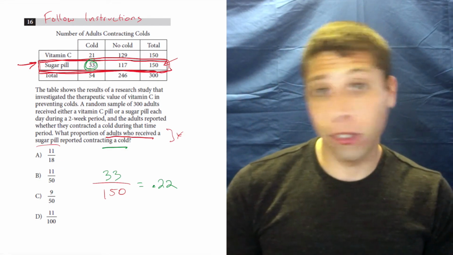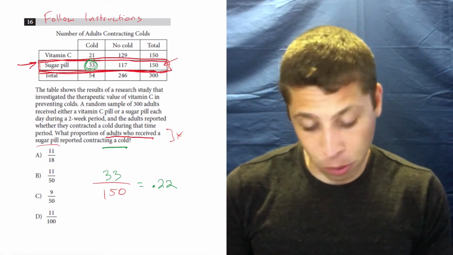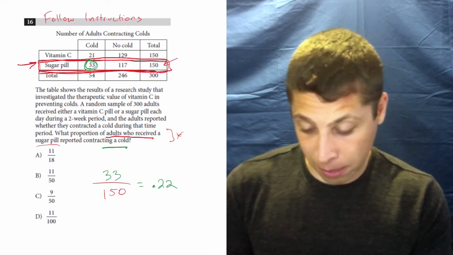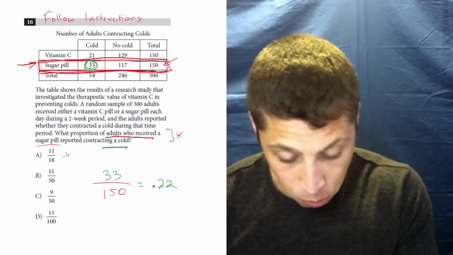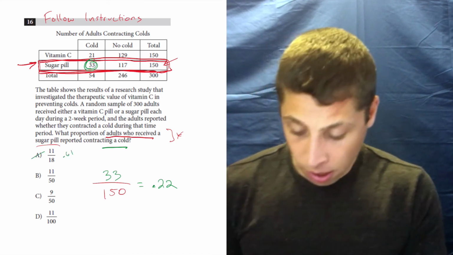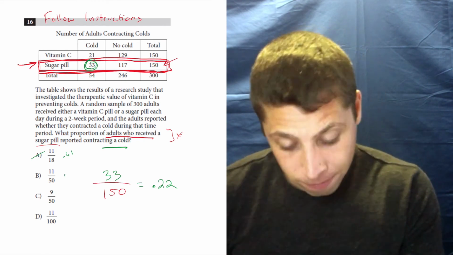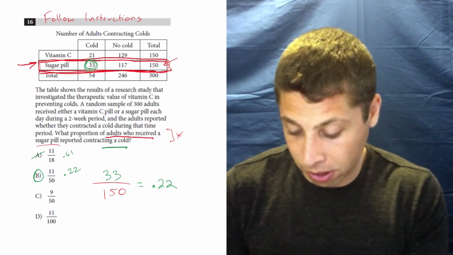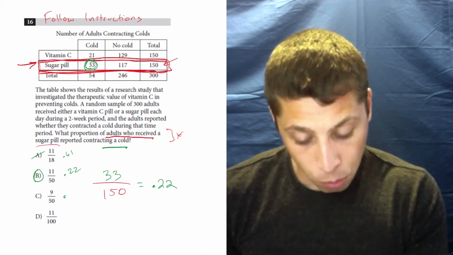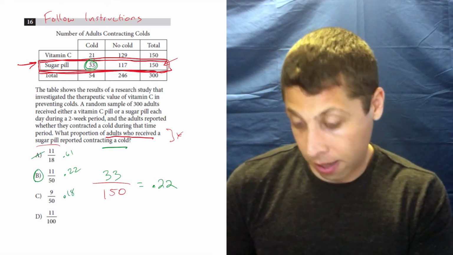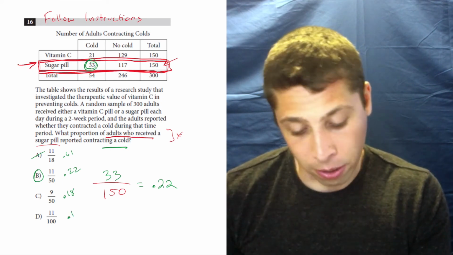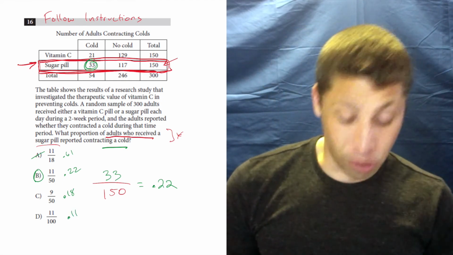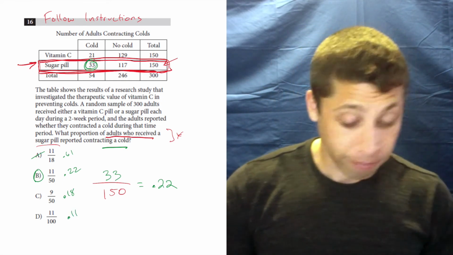Now I just do the other division questions and see which one gives me 0.22. So 11 divided by 18 is 0.61, so that doesn't work. 11 divided by 50 is 0.22, so that's the answer. I'm just going to do the others because it takes like 2 seconds. 0.18 and 0.11. Oh, I could have done that one in my head. Right, so there you go. 11 out of 50. That's it.